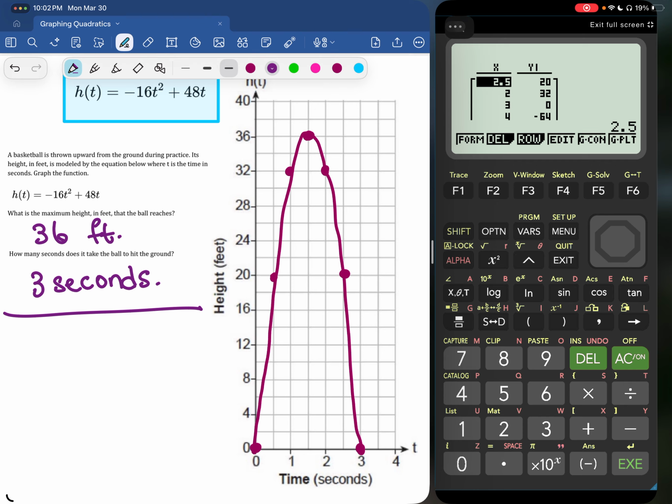All right. I think I over explained that. I didn't need to go so much into it. But that's how you would use your calculator to graph a quadratic equation that's already in standard form.